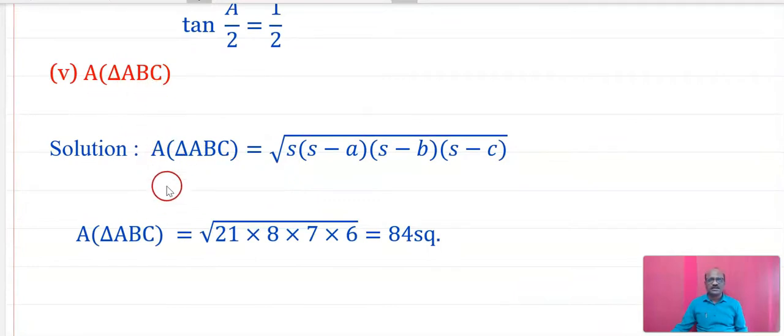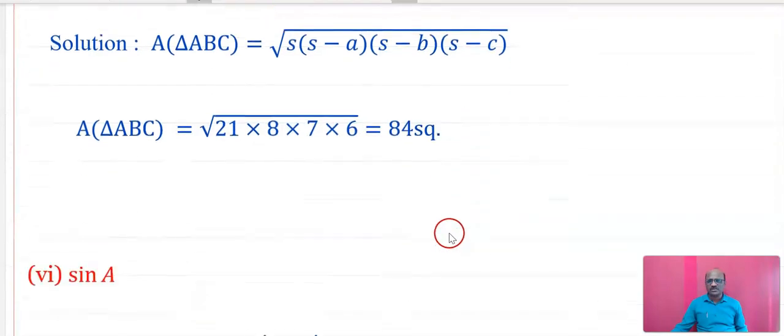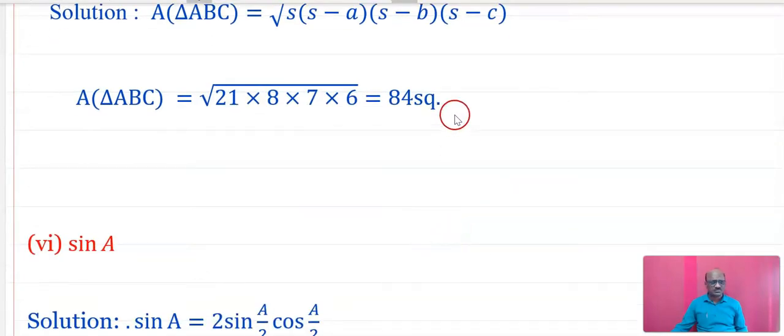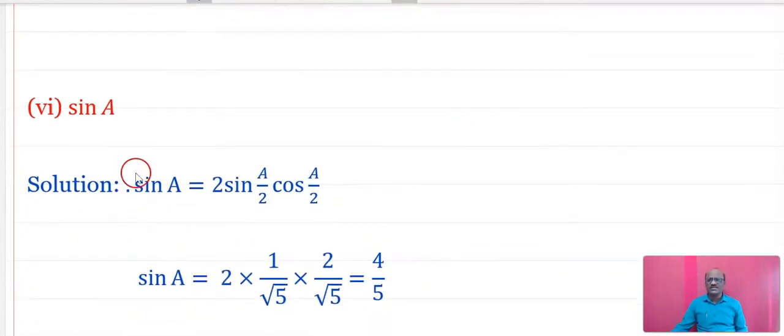Next, area of the triangle. Area of the triangle ABC is the root of s(s minus a)(s minus b)(s minus c). That is, area of the triangle ABC is equal to the root of 21 into 8 into 7 into 6, and that is equal to 84 square unit.